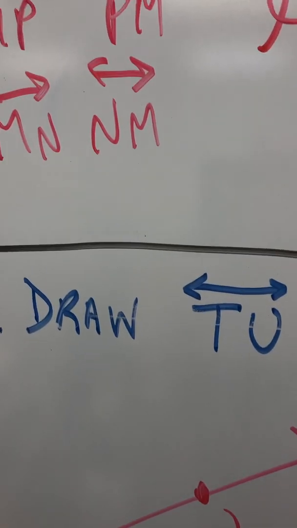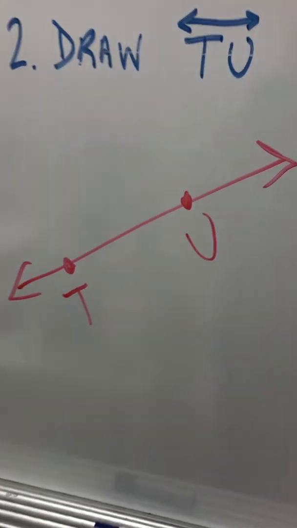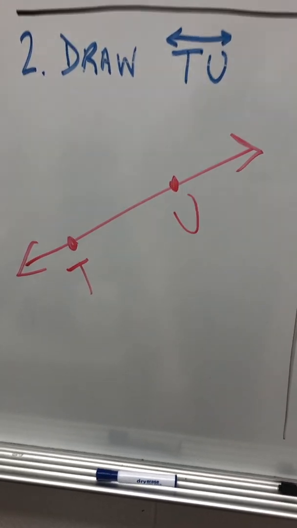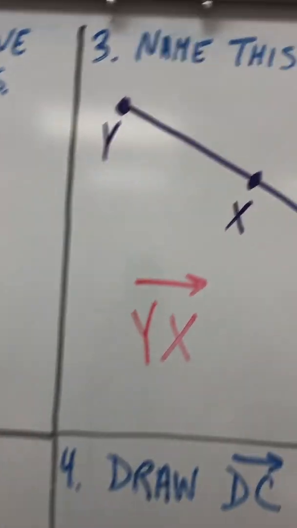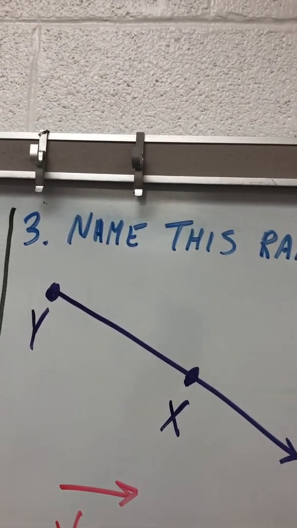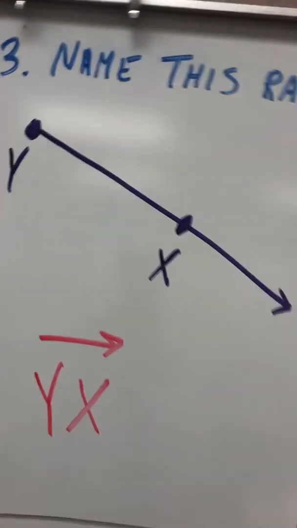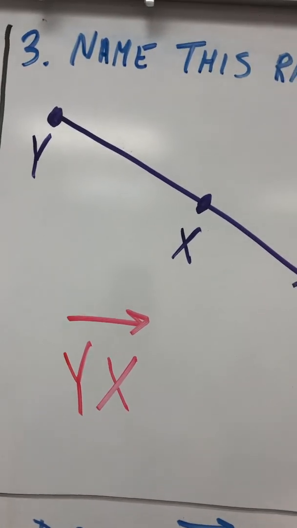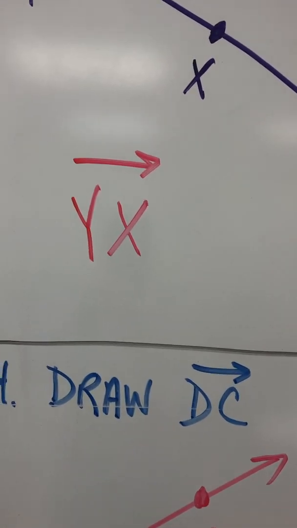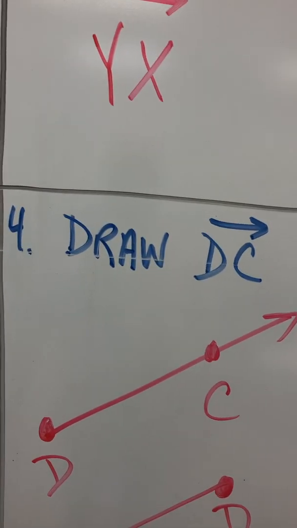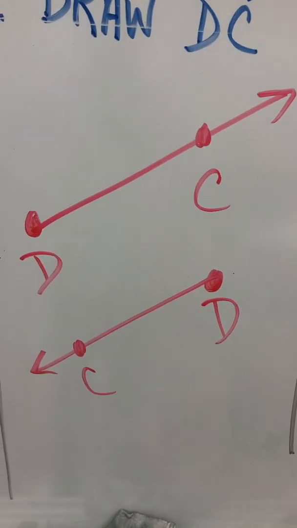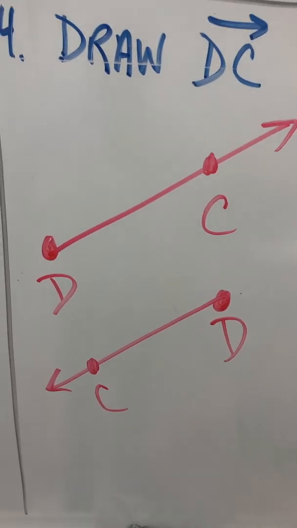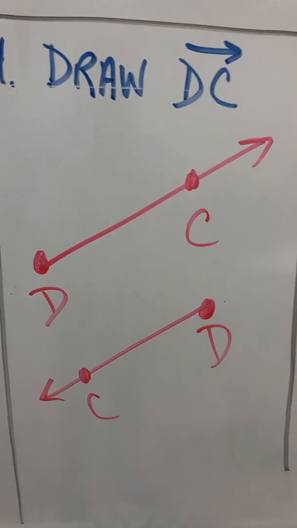Draw line TU. That's this. You have to draw the arrows going in both directions for a line. Name this ray. This ray is called ray YX. Has to be in that direction, not XY. Draw ray DC. Ray starts at D, goes through C, or like this. It can't be C then D. It has to be D first if it says ray DC.